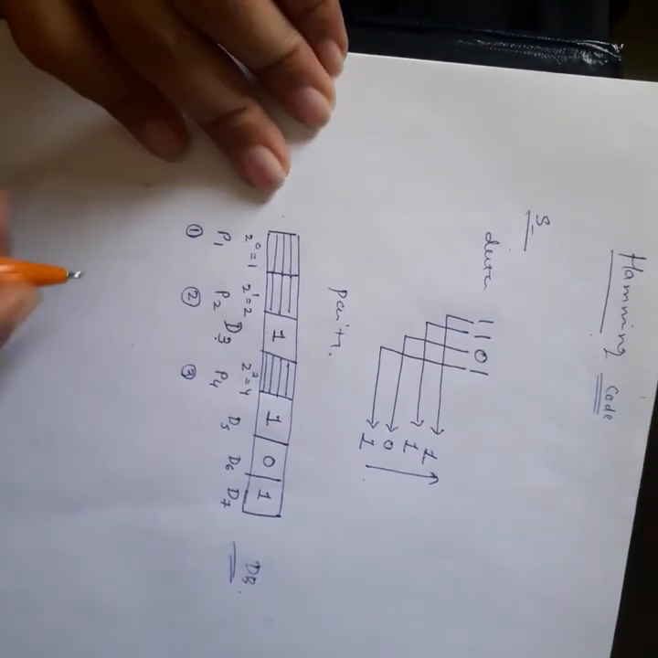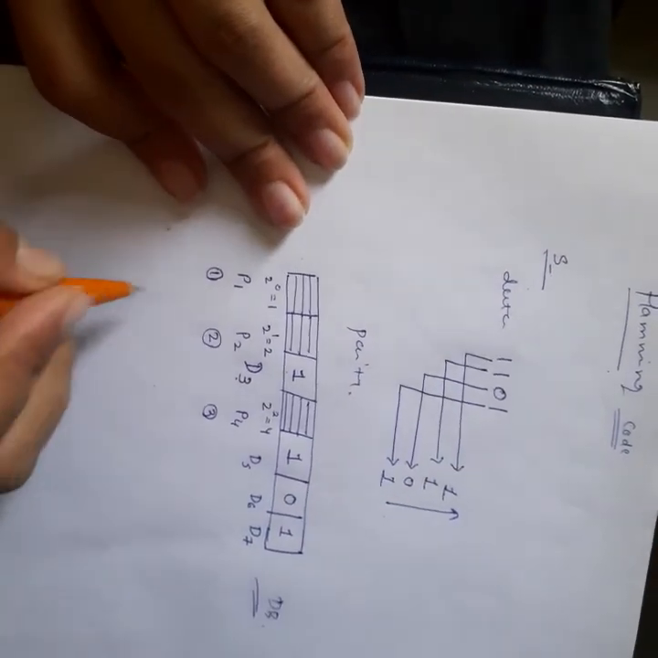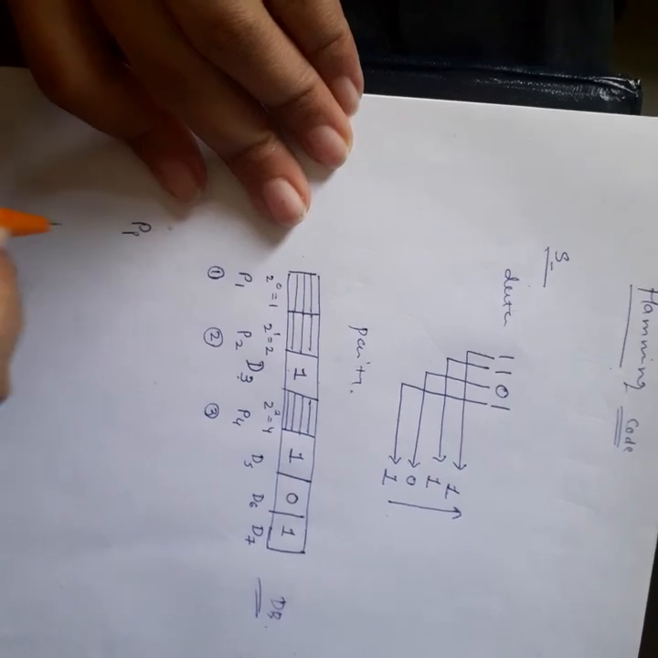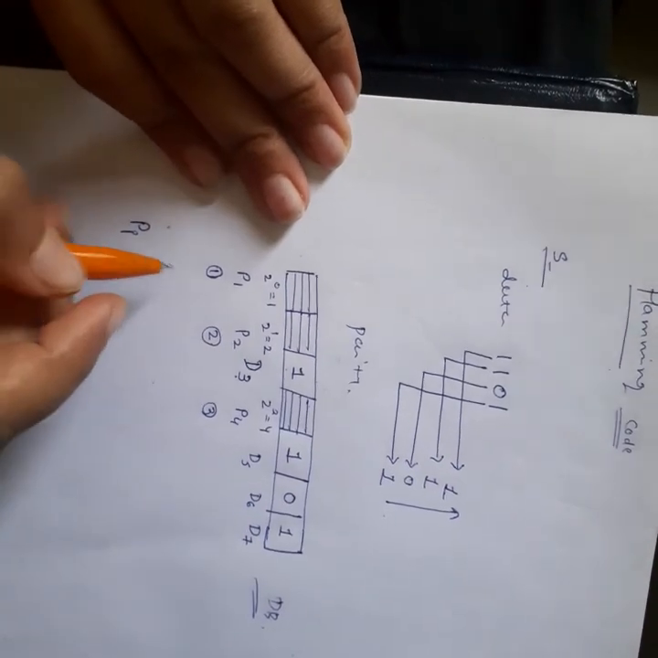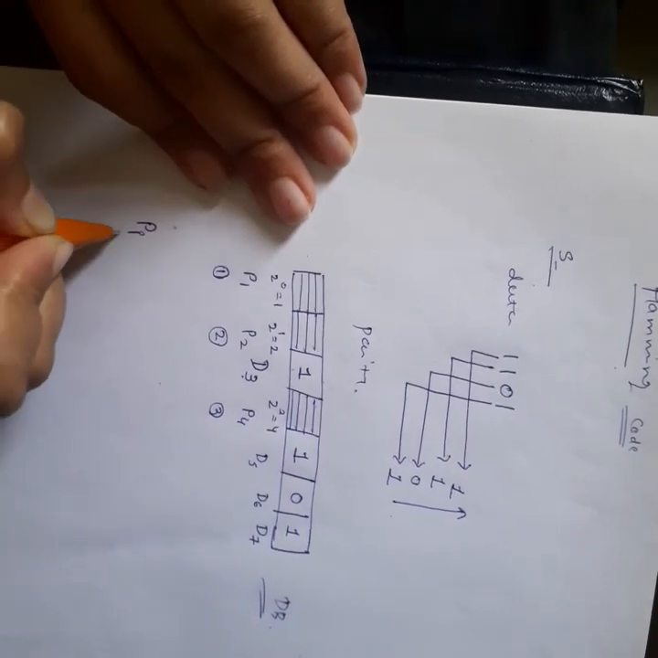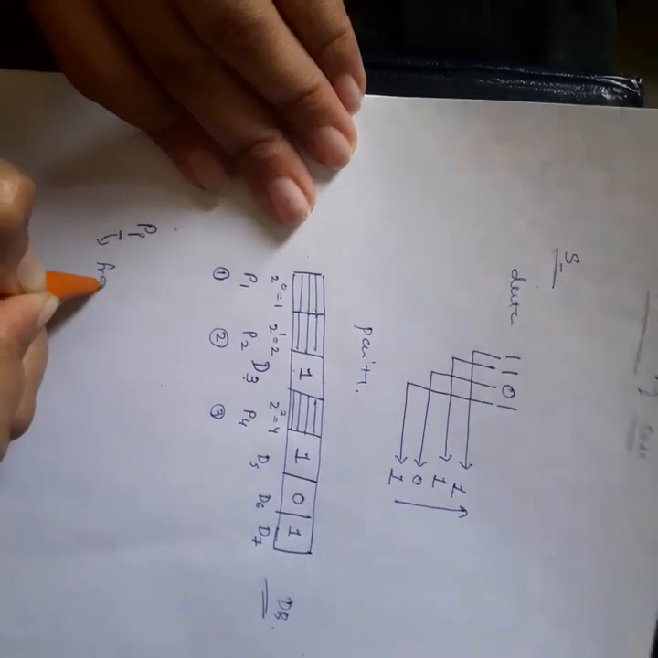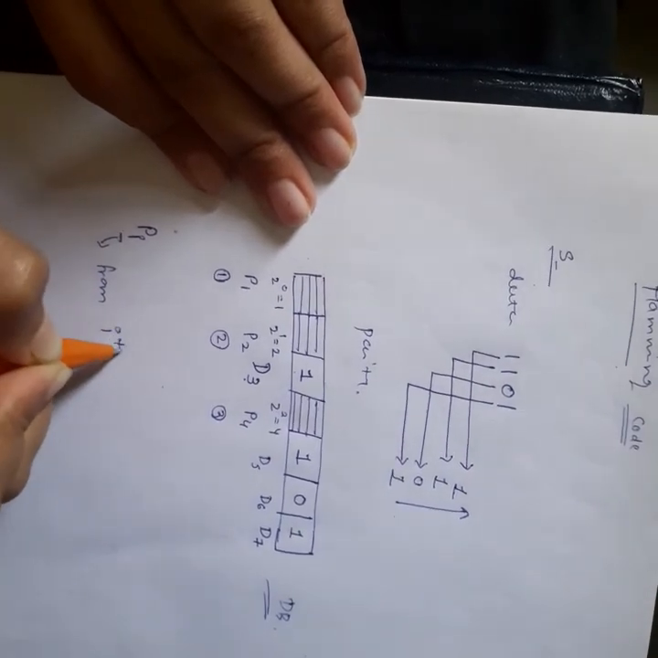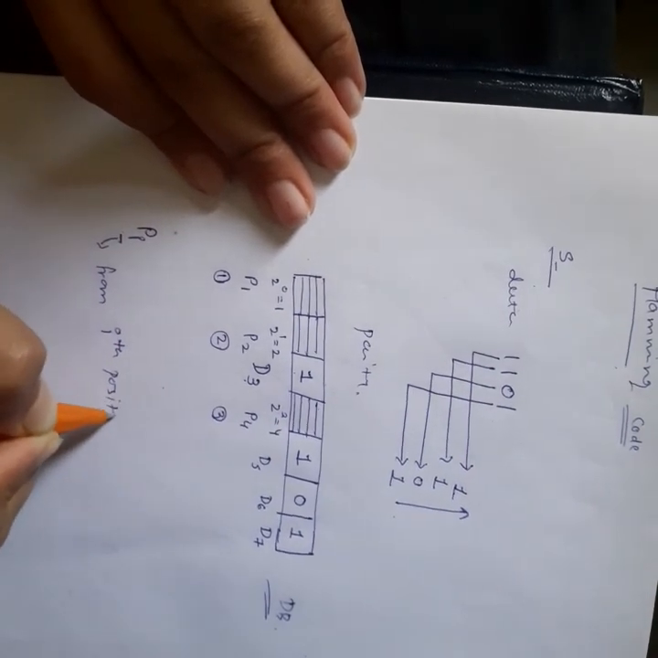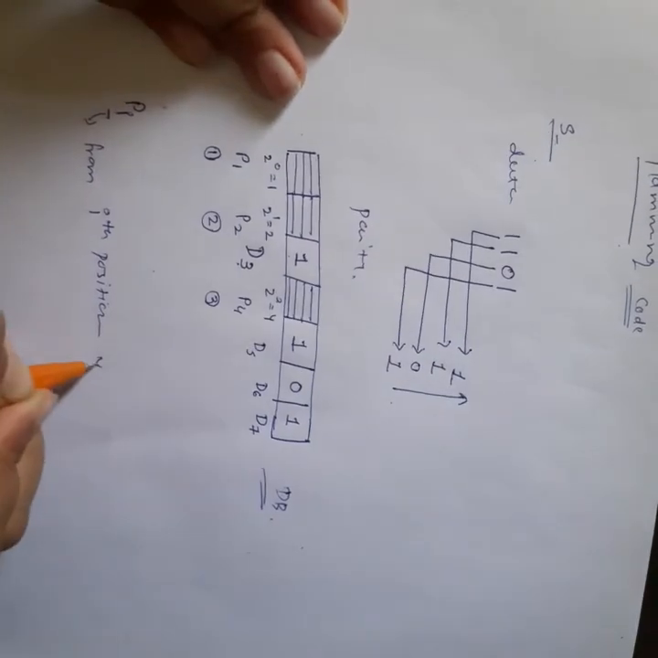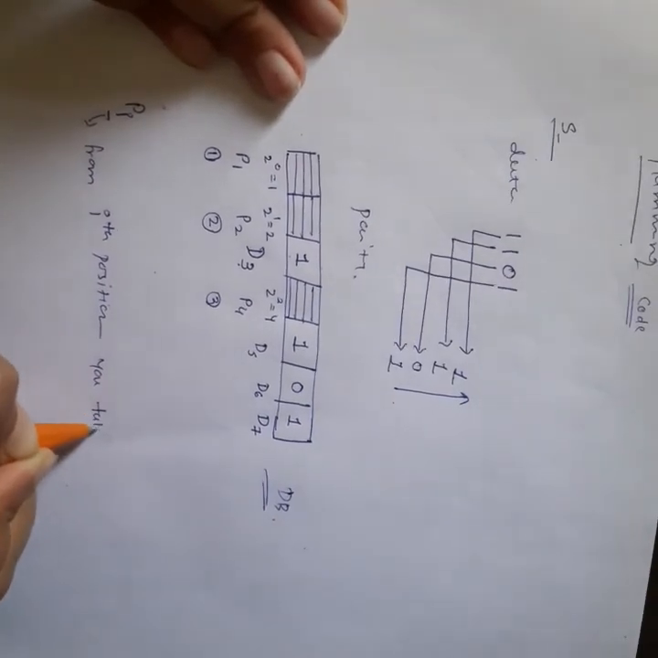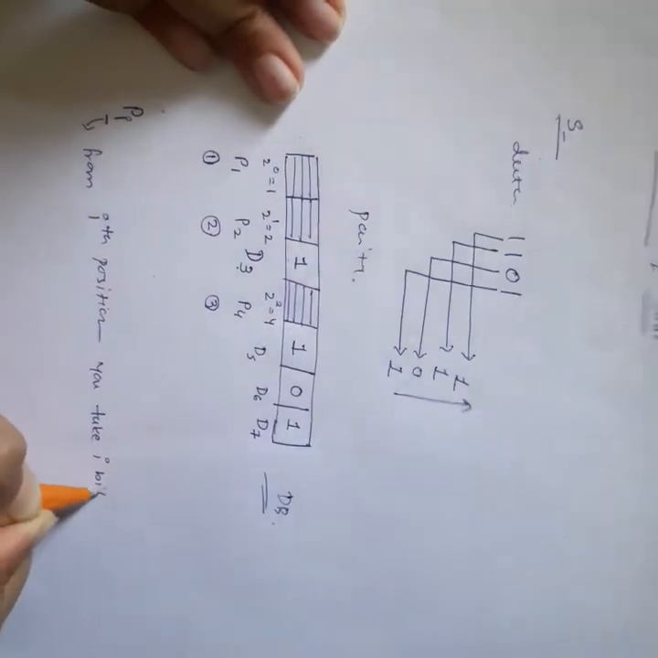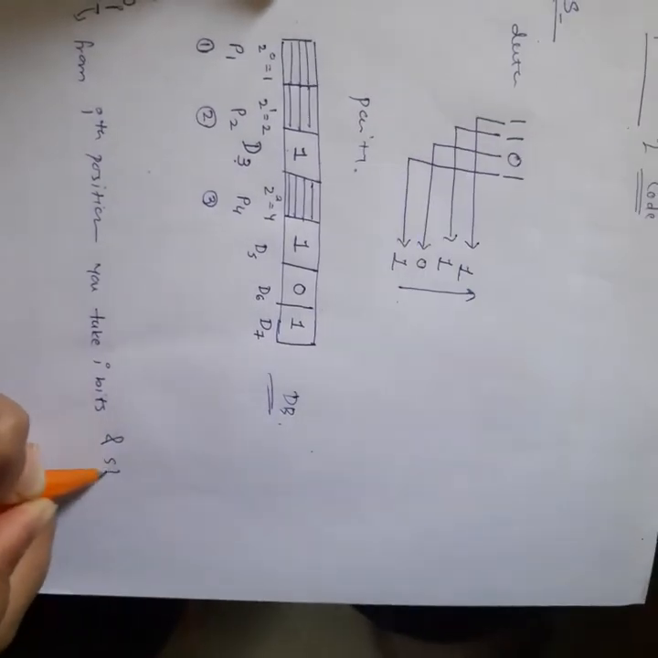So here you can see that if I want to calculate the parity, so how to calculate parity number I? If you want to calculate parity number I, so I can say that from ith position, you have to take I bits and skip I bits.